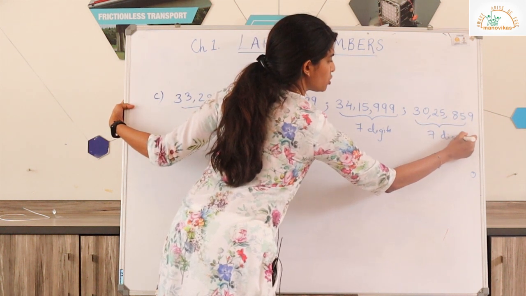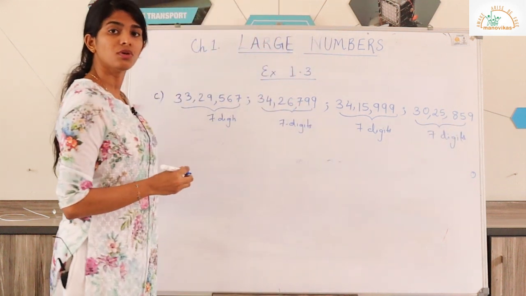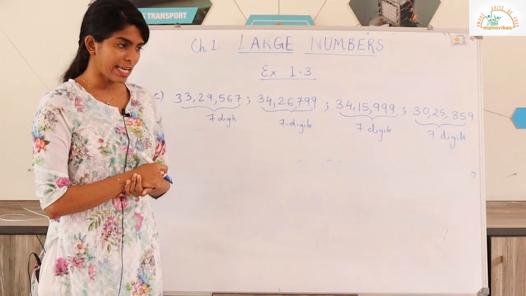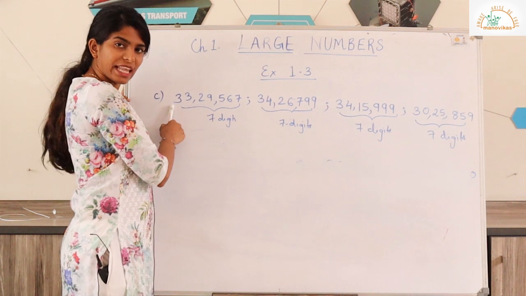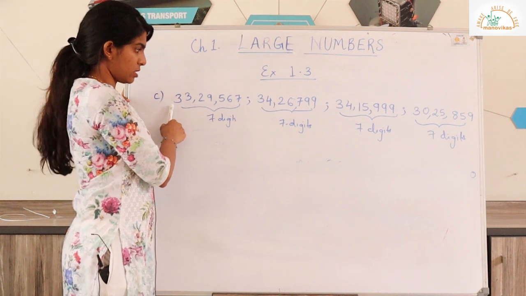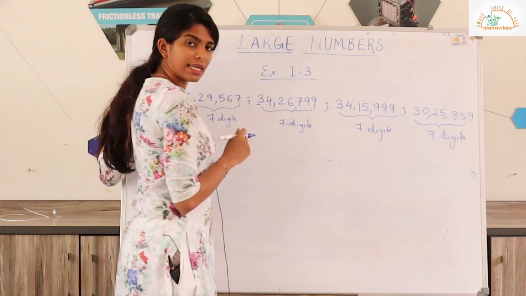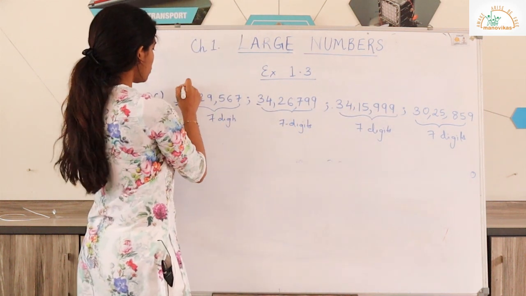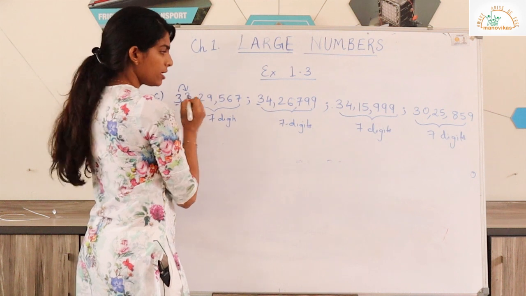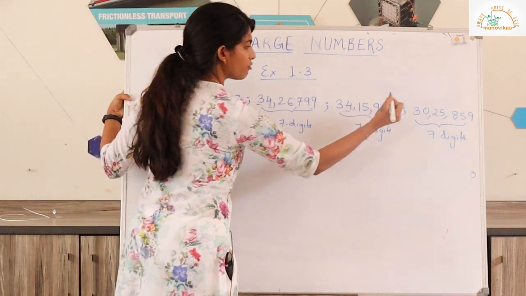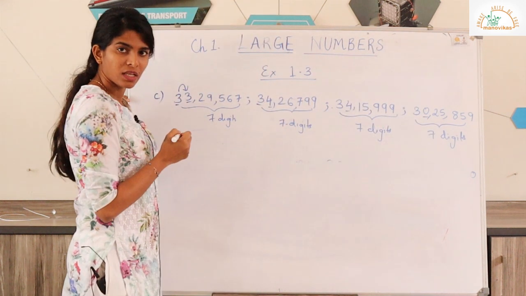So what are we supposed to do, students? We are supposed to follow the second method, that is, we have to compare the leftmost number first. Okay. So we see here we have 3, 3, 3, 3. All are starting with 3. Next number, we are moving to the next number. We get 3 here, we have 4 here, we have 4 here, we have 30 here.